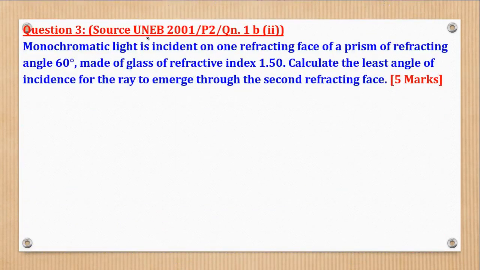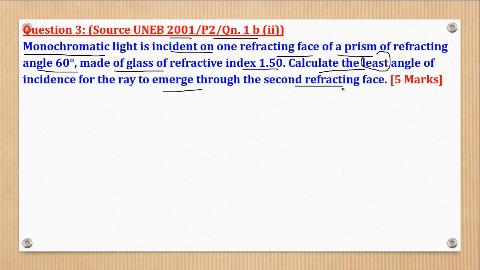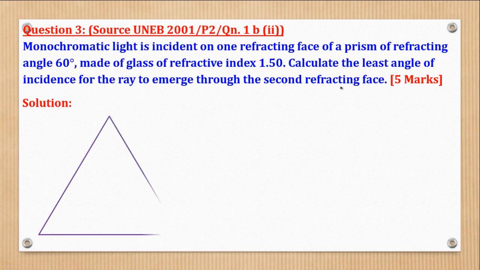Then question 3 came from UNEB 2001, paper 2, question 1b, and it says, monochromatic light is incident on one refracting surface of a prism of refracting angle 60 degrees, made of glass of refractive index 1.5. Calculate the least angle of incidence for the ray to emerge through the second refracting face. So when you see the words least angle of incidence, it means it grazes the second refracting surface. So shall I redraw it?